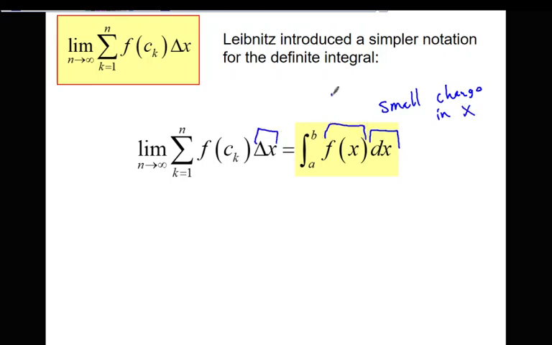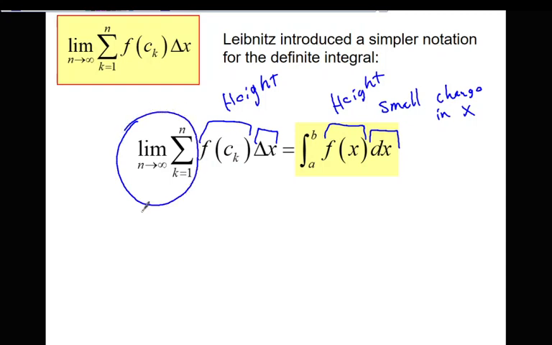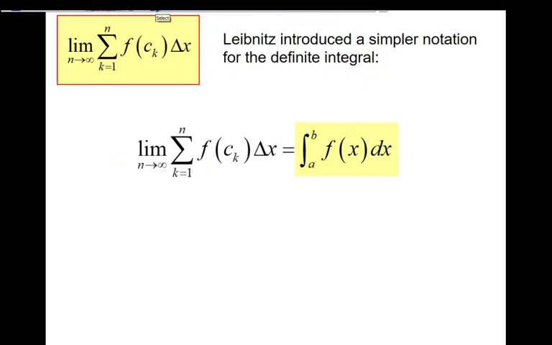F of x is the height, and this is also the height. This part right here is telling me to add it from here to here. That's the same here, adding from A to B. So basically these are the same equations. The difference is the way the notation is set up. And thank God, because doing the sigma all the time is not that great.